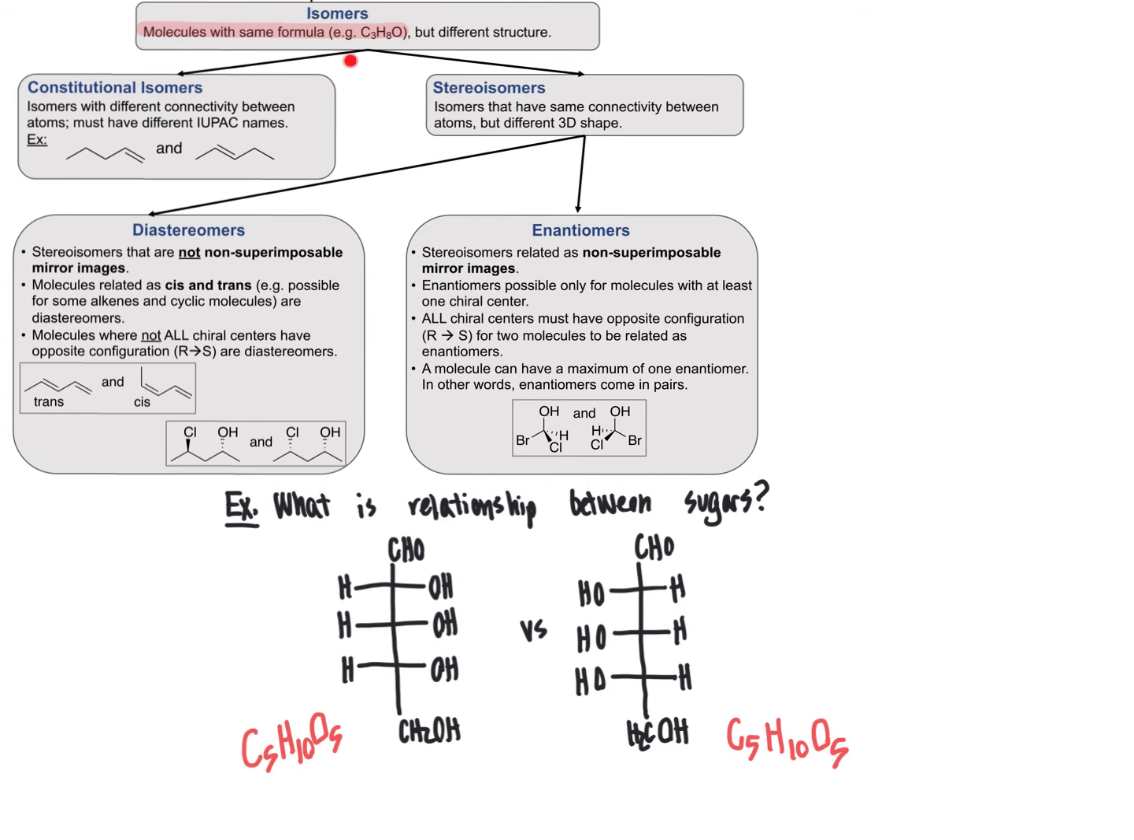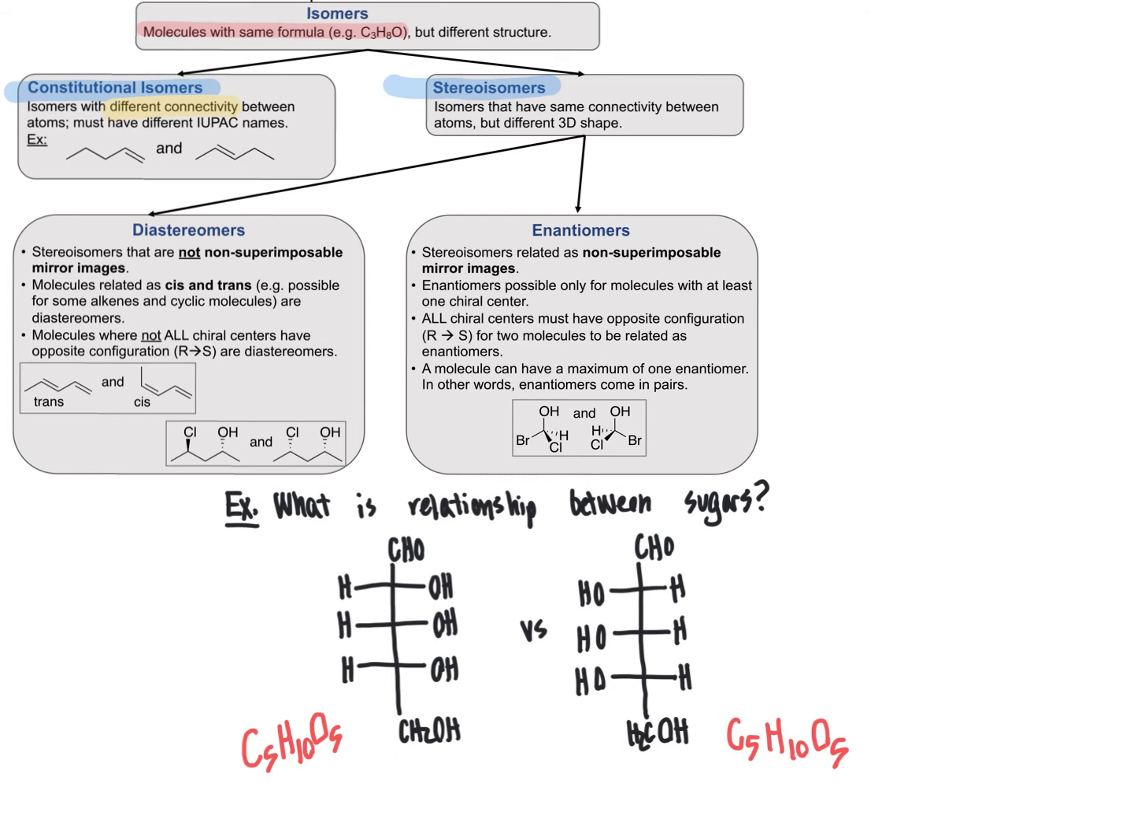So going down the flowchart here, the first distinction that we can make is to establish whether the two structures are related to one another as so-called constitutional isomers or whether they are stereoisomers. Constitutional isomers have to have a difference in the skeleton where there's a different connection between atoms, such as different branches along the chain or branches at different positions along the chain or different functional groups, like one of them has an aldehyde and the other one has a ketone group.